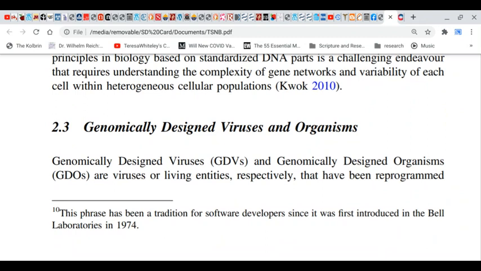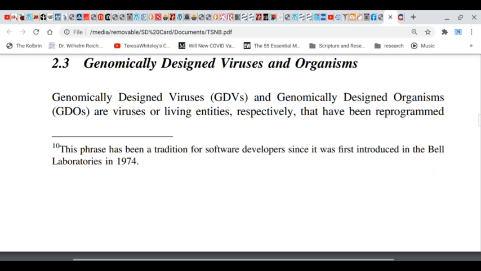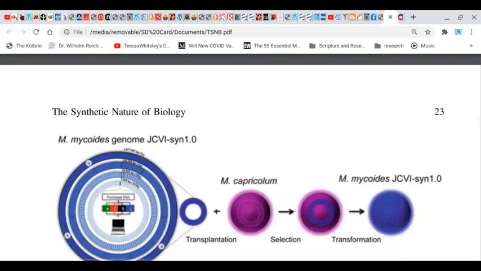2.3, Genomically designed viruses and organisms. Genomically designed viruses and genomically designed organisms are viruses or living entities, respectively, that have been reprogrammed.